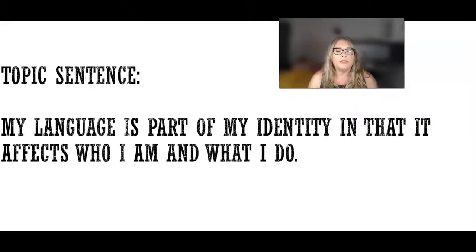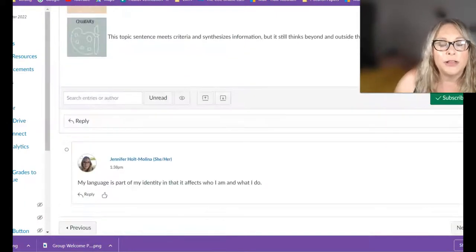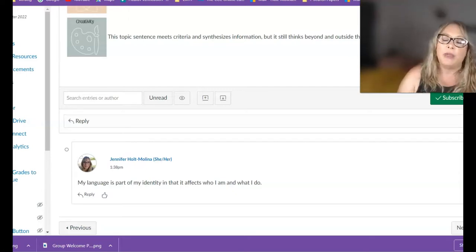So here's a topic sentence that I wrote, an example: "My language is part of my identity in that it affects who I am and what I do." I'm actually going to take this topic sentence and post it as a reply on our class discussion. Here I am on our class discussion, and I'm going to write down my topic sentence. My language is part of my identity in that it affects who I am and what I do.